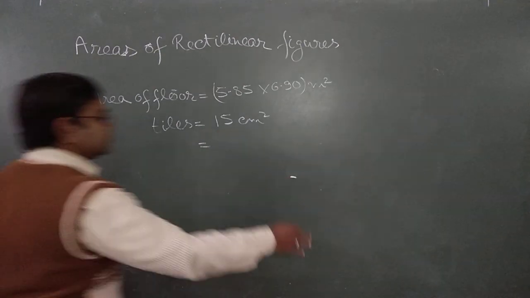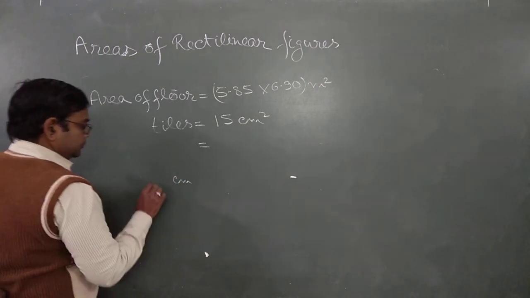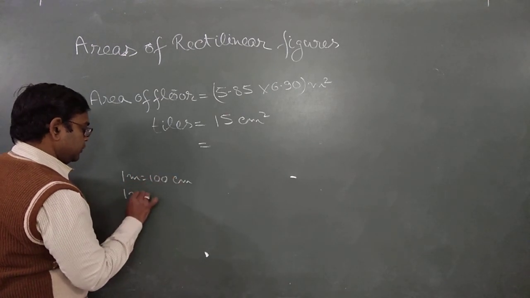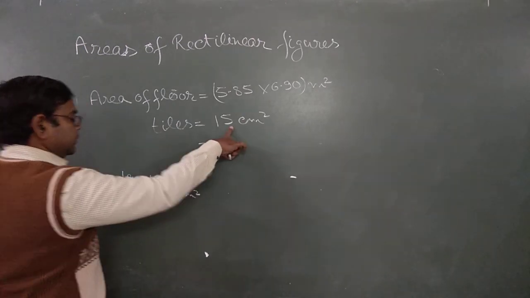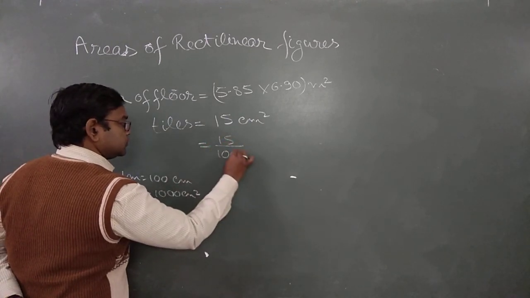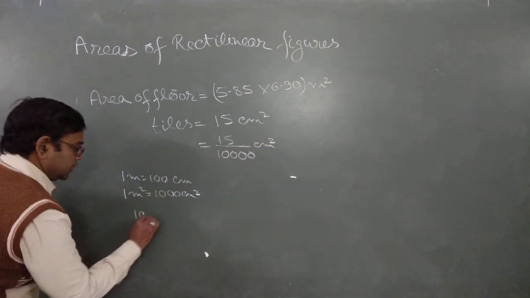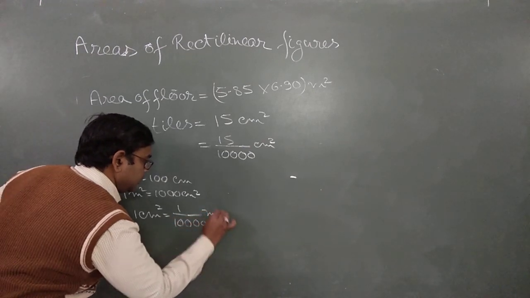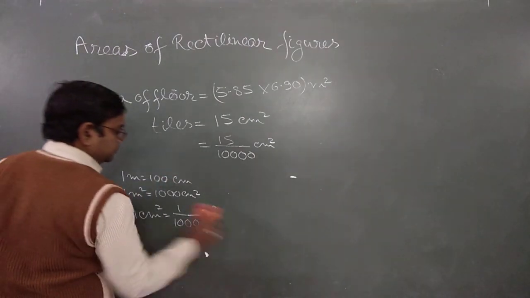As we know, in 1 meter we have 100 centimeter. So in 1 meter square we have 10,000 centimeter square. So when we convert 15 centimeter square into meter square, we divide 15 by 10,000. How does this convert? 1 centimeter square equals 1 upon 10,000. This is your rough work, and you must keep these things in your mind. From this we can convert this one.